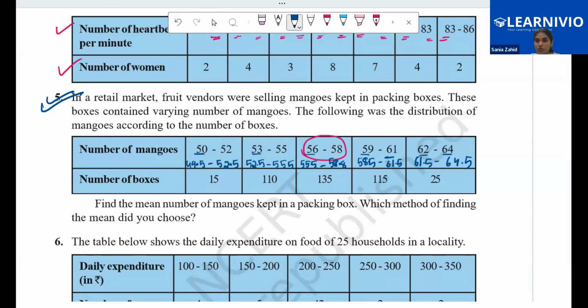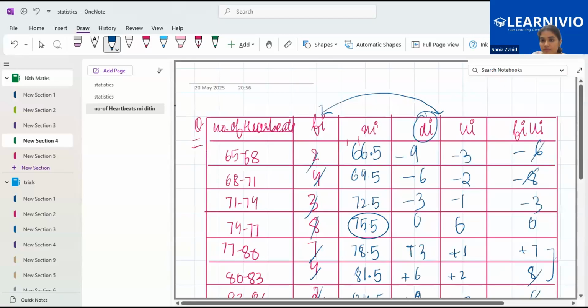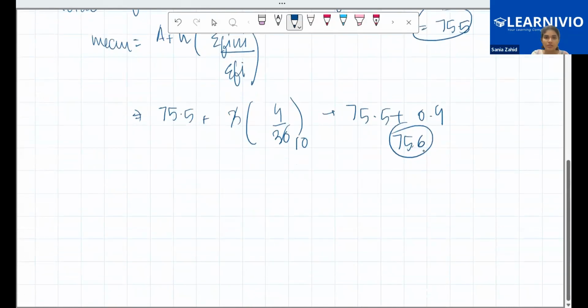Okay. So we have, what's your answer? 55 is the answer. No, Matt, 55 is not the correct answer. Which method did you use? Assumed mean method. Okay, let's check. No problem.